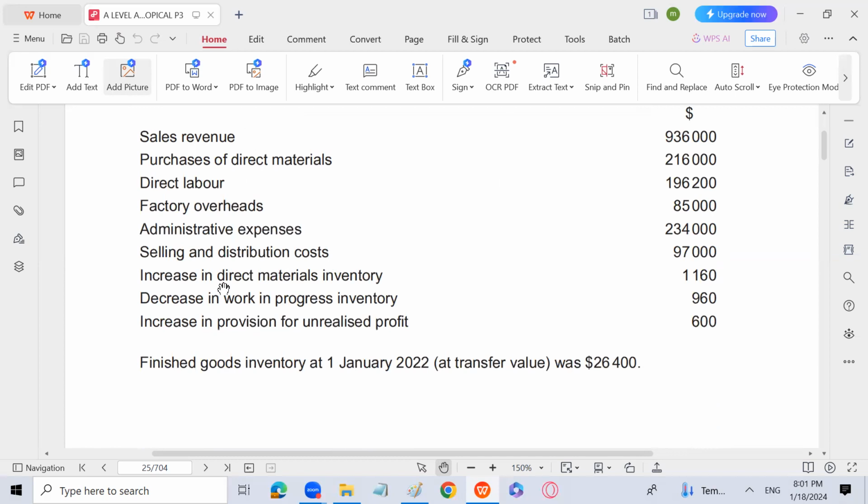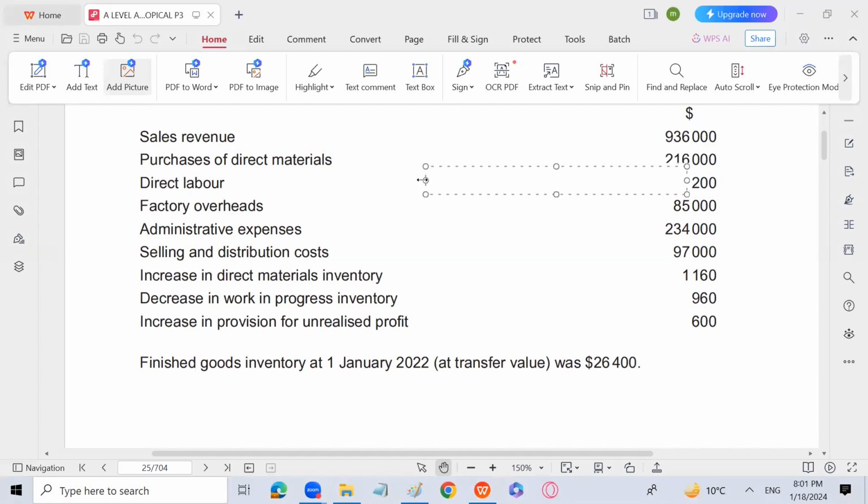Sir, where is opening inventory of direct material and where is closing inventory of direct material? Where is work in progress opening? Where is work in progress closing? Oh, that's very difficult. So how are we going to calculate it? Though we don't need to calculate it. Why, sir? Because I will give you an example, then you will be able to realize it very easily.